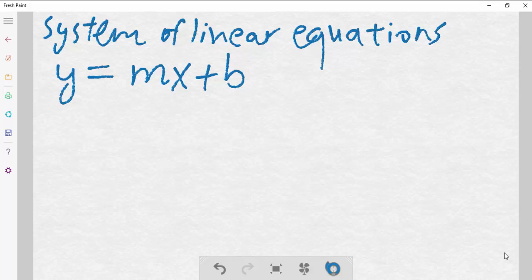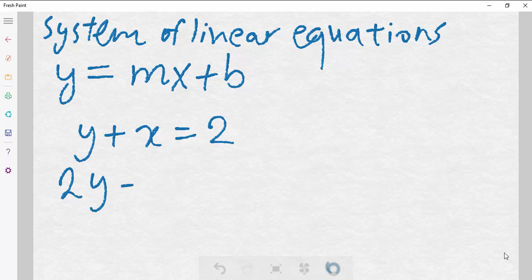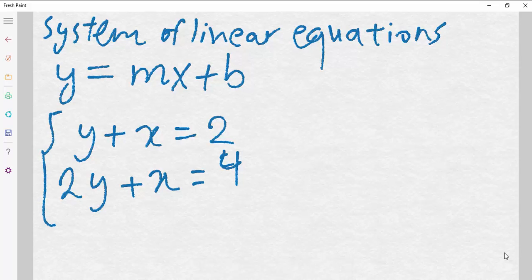Let's look at this function: y plus x equals 2. And then we have another function with the same variables: 2y plus x equals 4. Now we want to find a combination of x and y that satisfies both equations at the same time. That's why we call it a system of linear equations. We need to solve them together. I can show you on a graph.